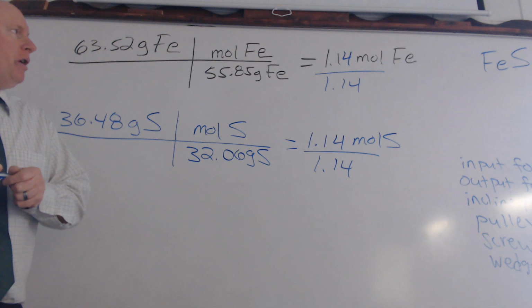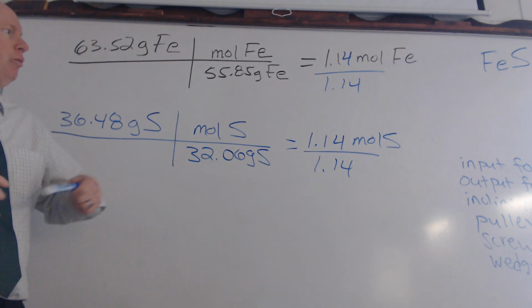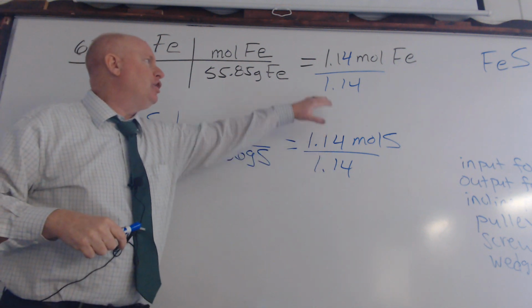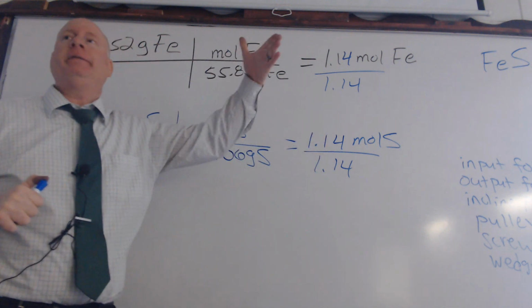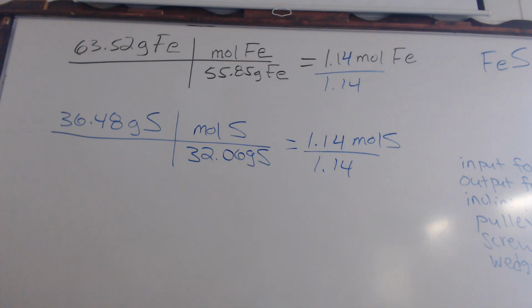The tricky part about this will possibly be, and it's easy to make a mistake, we get to this point and we forget to do that last step of dividing by the smallest number of the moles. So pretty straightforward. Any questions on this?